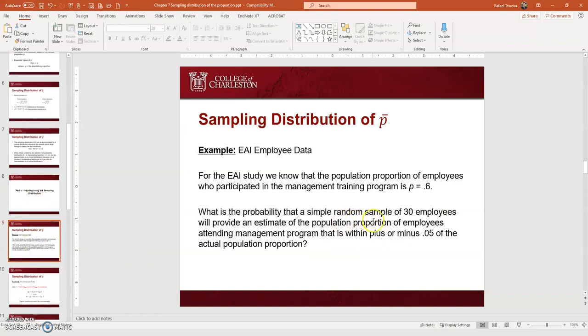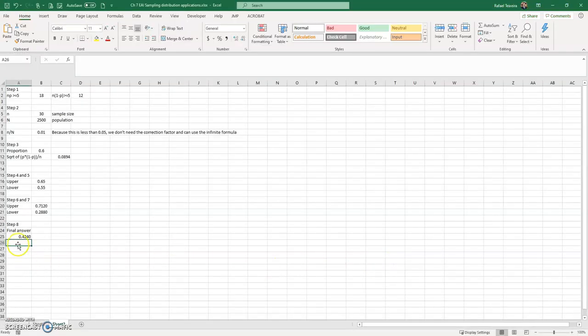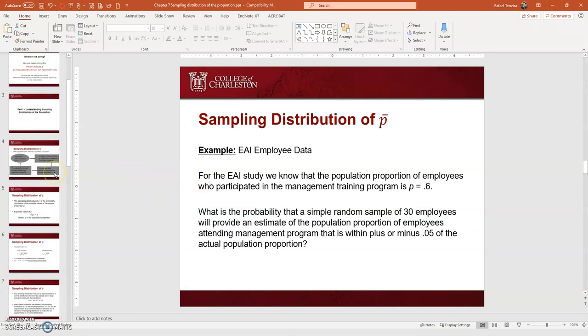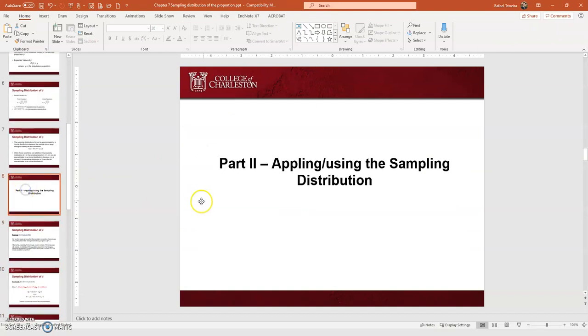That's the probability that a sample of 30 employees provides an estimate of the population proportion within plus or minus 0.05 of the actual population proportion. So the probability is 0.4240. It's not a high probability. Okay, so this is how you use Excel to solve an applied problem of sampling distribution.